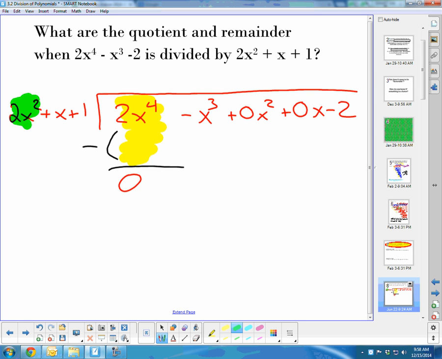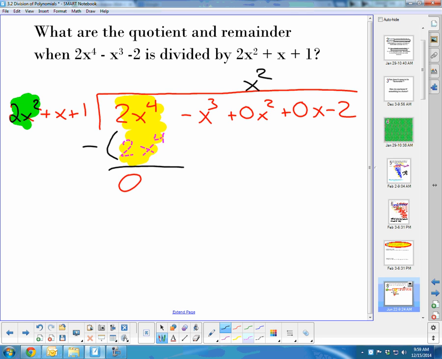Well, it's a 2x squared. I know that, in my head, I want this to be a 2x to the fourth. So what am I going to multiply 2x squared by to get a 2x to the fourth? Well, that's going to be an x squared. And I am going to write that over here, because we want to align everything correctly. I'm going to simply need an x squared.